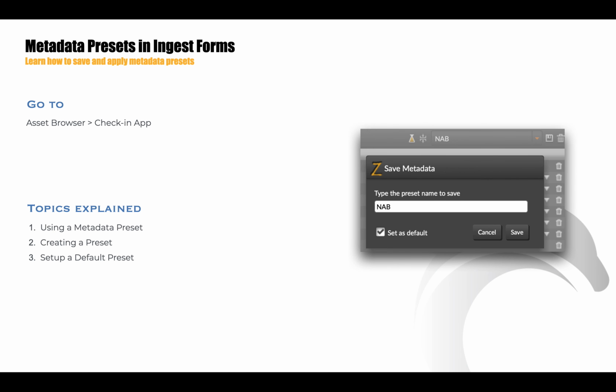Hi, in this video we are going to look at how to use the metadata presets in the ingest form to speed up metadata entry. This can be done using the check-in app. The topics that we will cover include using a metadata preset to automatically apply metadata values to incoming assets, creating a new metadata preset, and setting up a default preset that applies automatically when you bring up the ingest form.